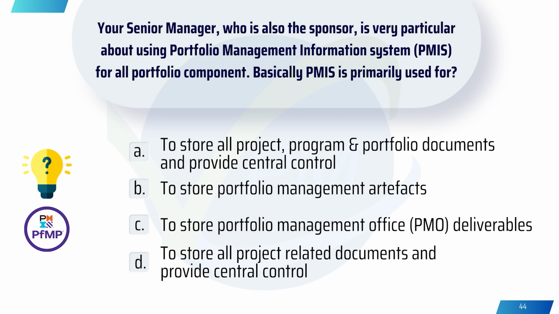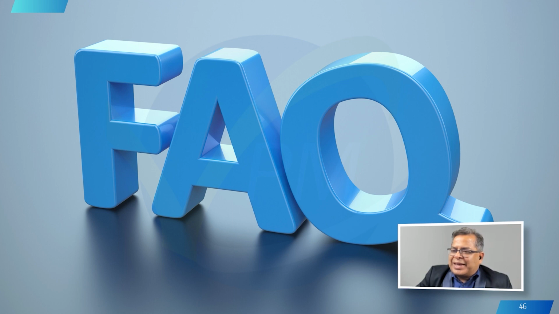Yeah, perfect. So the answer is A, which all of you got right. PMIS is where you're going to store all the project management information, program management information, all the artifacts, risk related information, your financial information, into one place, and it gives you central control. You press the button, you should get a beautiful report coming out of this. Fantastic. So now over to me again, talking FAQ.